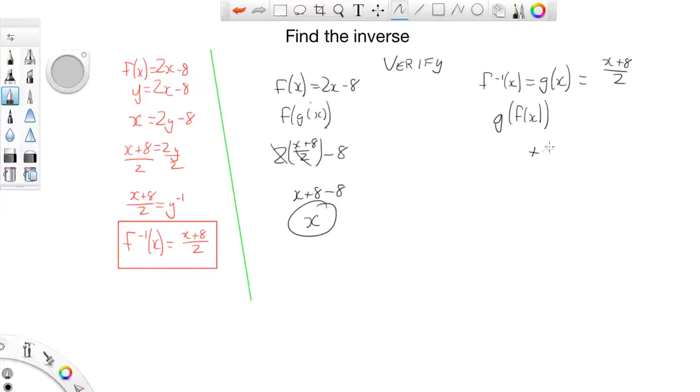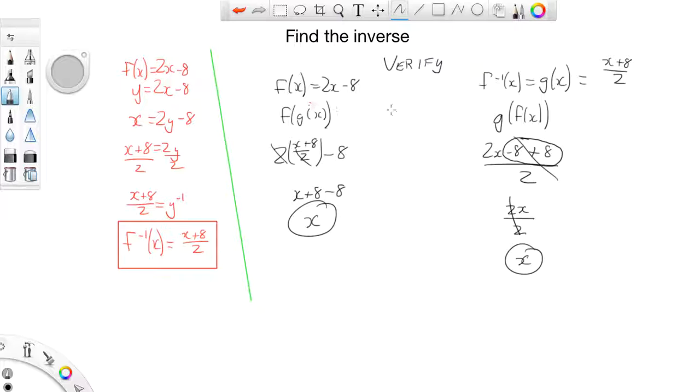And with g of f of x, we want to start with the inverse, our g function, which is x plus 8 over 2. But again, instead of putting in our x, we're going to be putting in f of x, which is 2x minus 8. Here we can cancel out the 2's. For some of us it may be confusing, but the simple step is to reduce the numerator first. So here negative 8 plus 8 is 0. So we're going to have 2x over 2, which again the 2's will cancel out, and we're left with x.